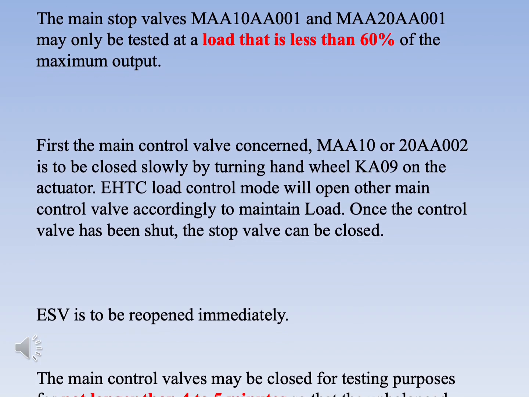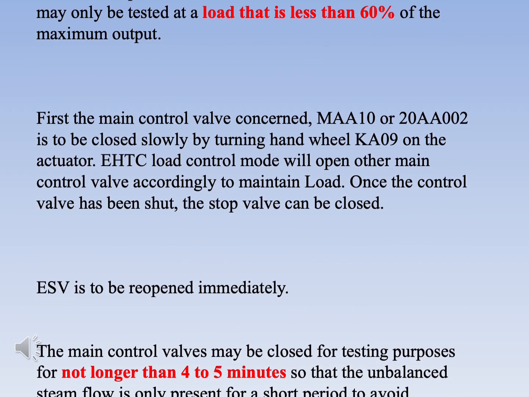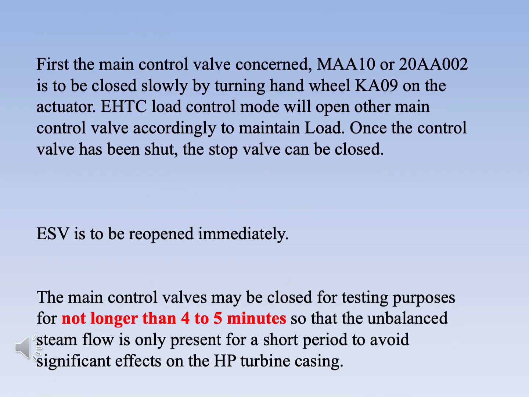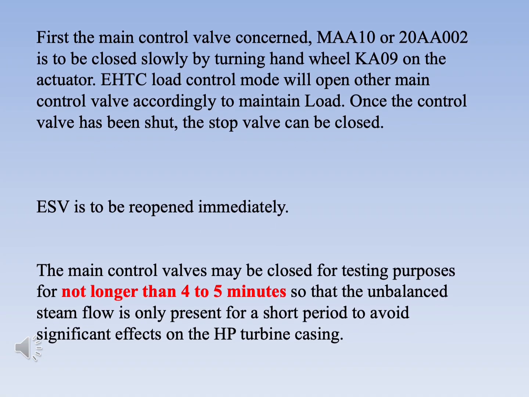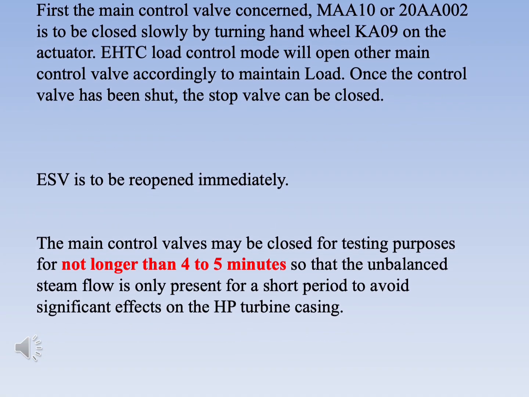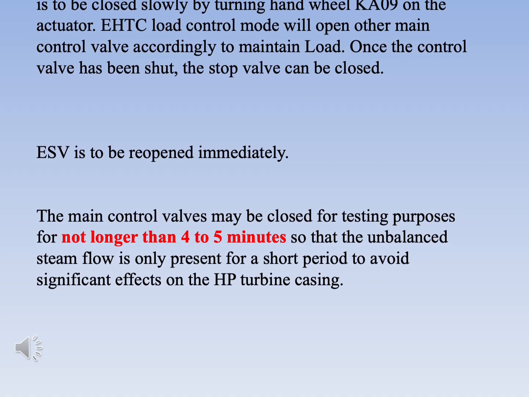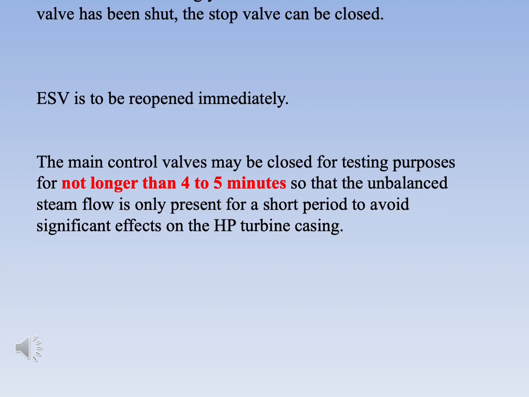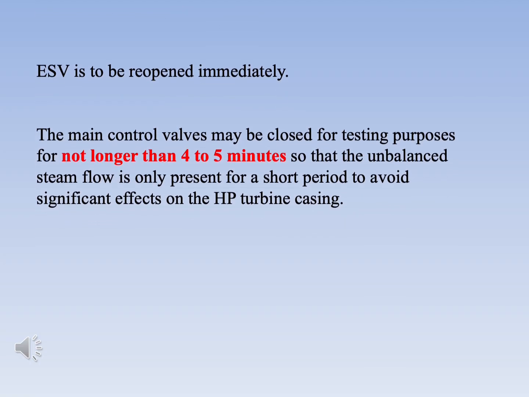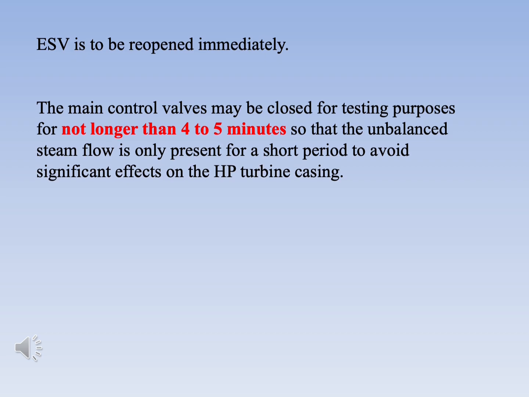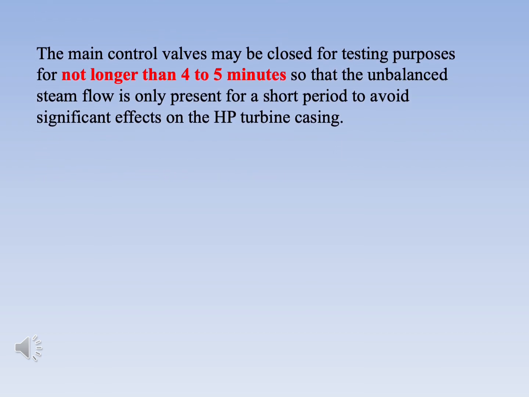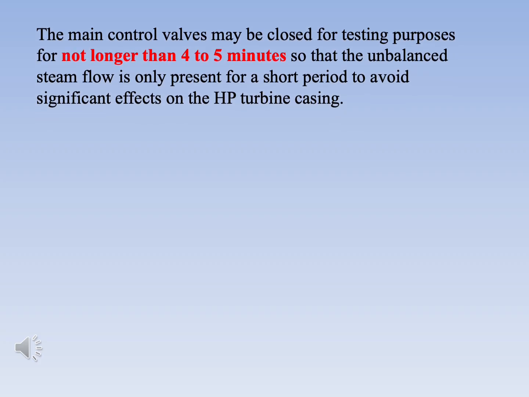EHTC load control mode will open the other main control valves accordingly, to maintain load. Once the control valve has been shut, the stop valve can be closed. ESV is to be reopened immediately. The main control valves may be closed for testing purposes for not longer than 4 to 5 minutes, so that the unbalanced steam flow is only present for a short period, to avoid significant effects on the HP turbine casing.